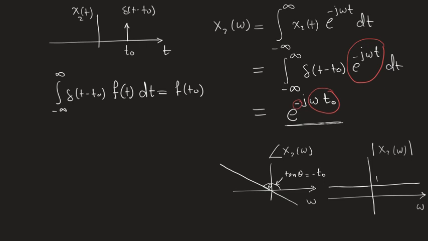Good. Now, let's go to the next one. Any questions here? No? Okay. Next one was what? x3 of t was e to the j omega naught t, right? This is a pure phase term in time. As a function of time, this is a pure phase term, right? Now we want to get its Fourier transform.